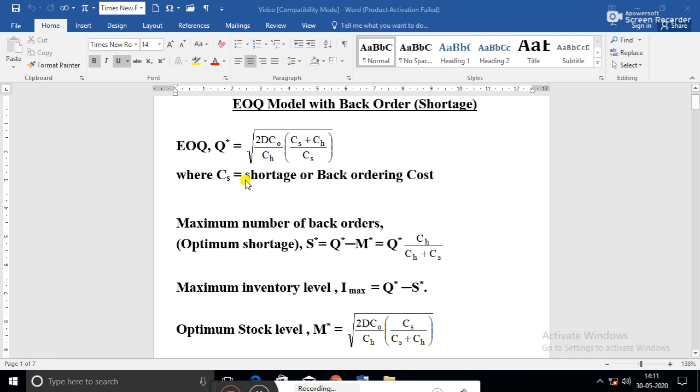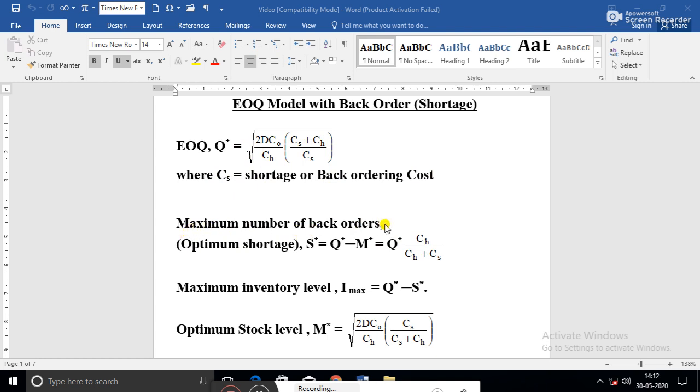What is CS? CS is the shortage or backordering cost, because due to the high price of the item, we do not want to keep the whole lot. We want to keep some lesser amount, and that is shortage, and that is back order. So the cost of that back order due to shortage will be some cost, so you will be required to multiply this factor.